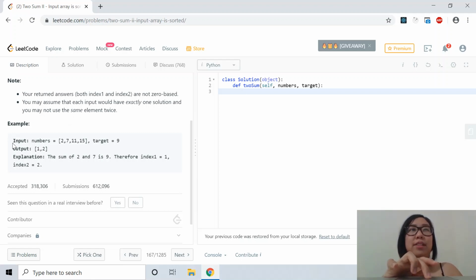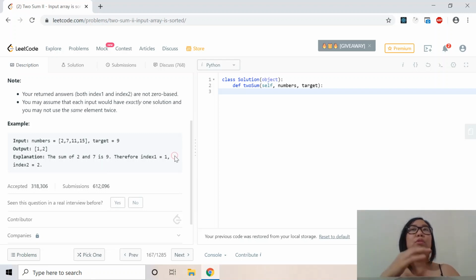So here they give us an example, and the example has an input with the numbers 2, 7, 11, and 15, and a target of 9, and the output is 1 and 2 because the first two numbers give us the target of 9. And since this is not zero-based, instead of the answer being 0 and 1, it's 1 and 2. And 2 plus 7, which are the first two numbers, give us the target of 9. So that is how we find our output.